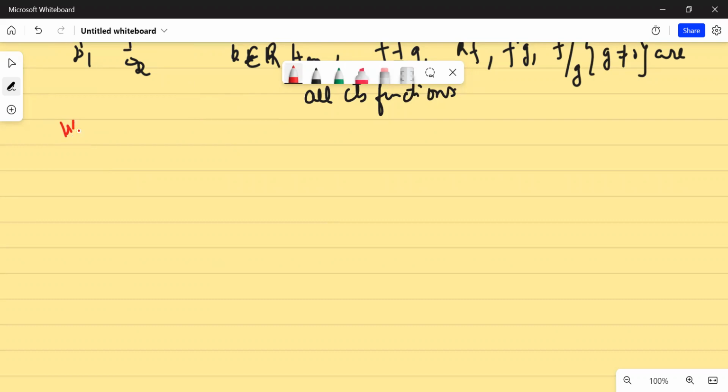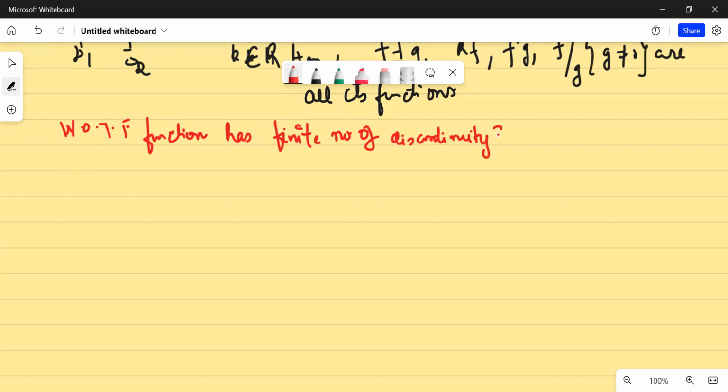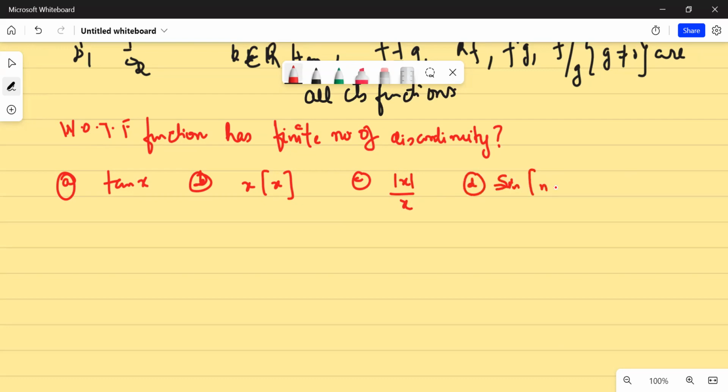Which of the following functions has a finite number of discontinuities? Which of the following functions has a finite number of discontinuities? Finite. Option A, tan x. Option B, x into greatest integer of x. Option C, modulus of x divided by x. And option D, sine of greatest integer n by x.